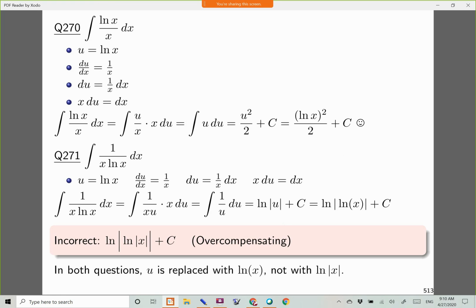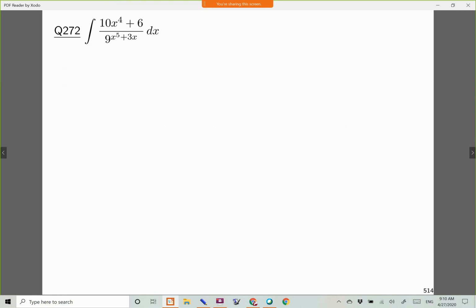Okay, this literal replacement idea you're going to see in the next question. I've got now a rather challenging integral question that's going to require substitution in a creative fashion. This one's kind of new in terms of idea. So let's look at the antiderivative of the fraction 10x to the fourth plus 6 over 9 raised to a power. Sorry if it's hard to see, but the underlined part is the exponent. The exponent is x to the fifth plus 3x. And then a dx.